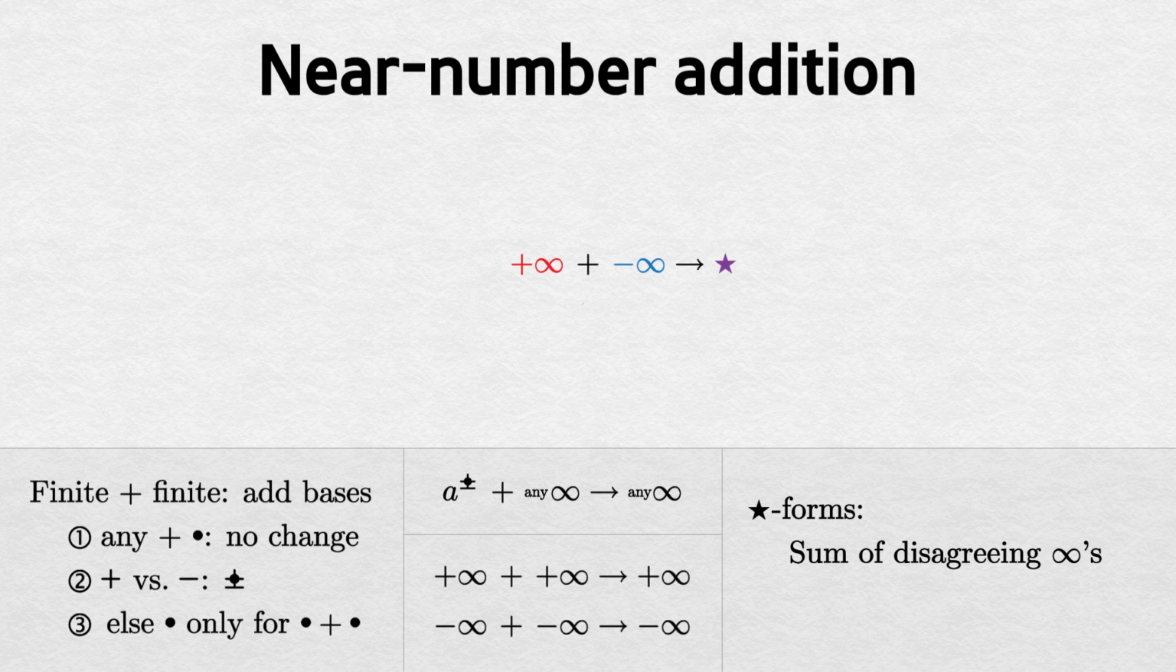The same thing happens if we add any two basic infinite near numbers that give us a positive infinity and a negative infinity opposite each other in the sum. That is, positive infinity plus negative infinity in either order, and any sum of basic infinite near numbers including positive and negative infinity. A note is in order here.